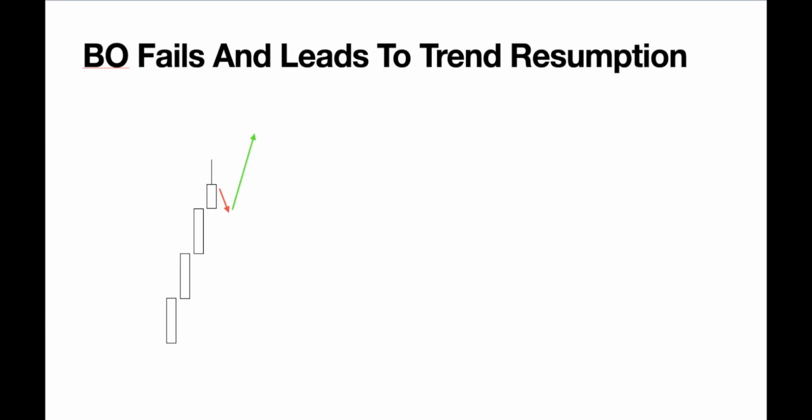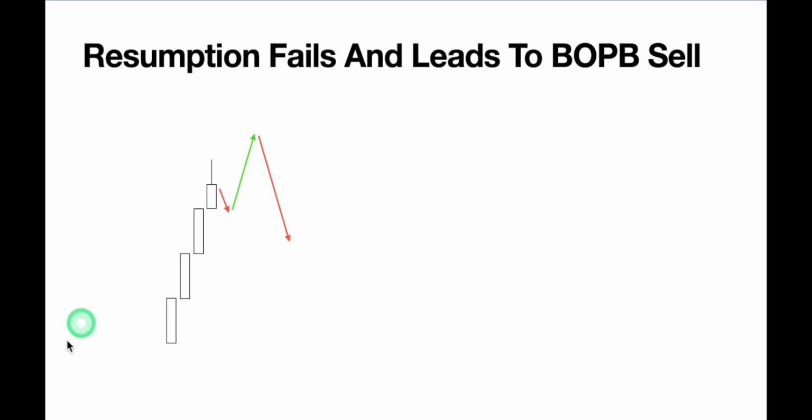So what does it mean for a failure to fail? When the breakout fails, it leads to resumption. If the failure fails, so the failed breakout leads to resumption, that means the resumption fails. So that's what that means. When the failure fails, it means that the outcome of the first failure also fails. So the first failure leads to resumption. The resumption fails, leads to a breakout pullback sell.